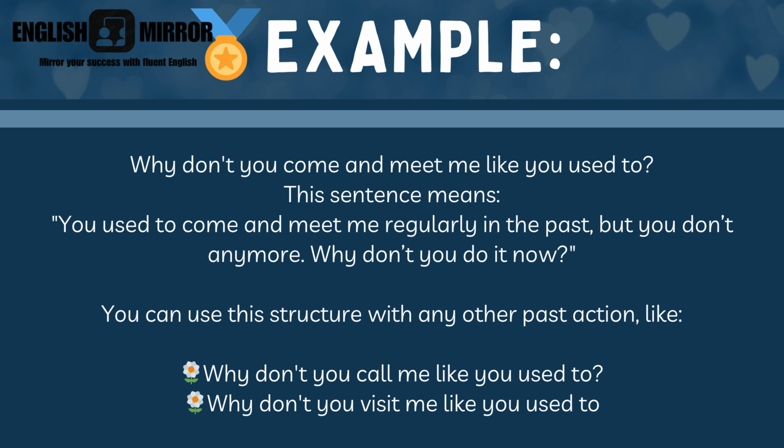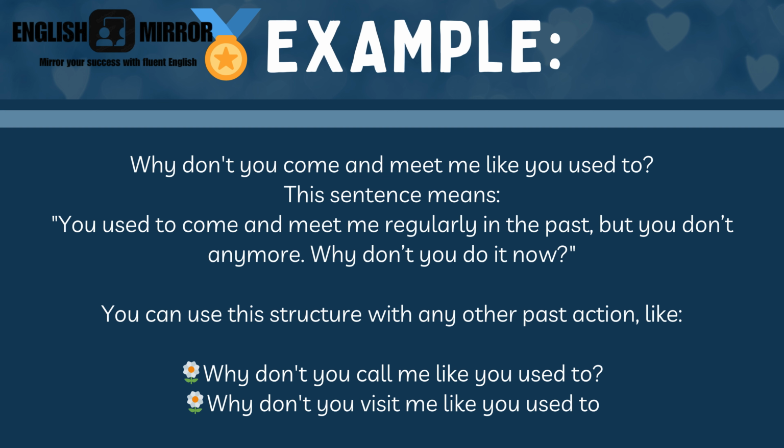Okay, there are some other examples also. "Why don't you come and meet me like you used to?" That means you used to come and meet me regularly in the past, but you don't anymore. Why don't you do it now? This coming and meeting, one person was coming regularly and meeting another person, but he has stopped, and now over the call they might be talking, and he randomly asks, you used to come and meet me, now you are not doing so, what happened?